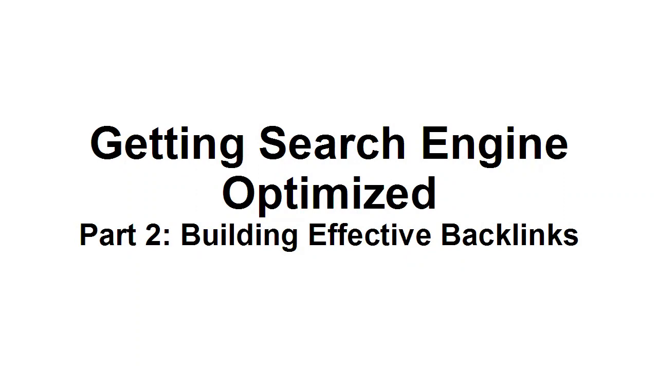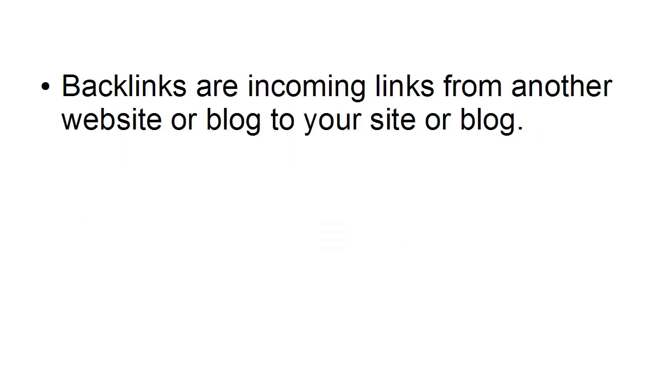In part 1 of this video, we talked about keywords and their role in search engine optimization. But there is a second aspect to getting good SEO ranking, and that is building effective backlinks. And we're going to talk about that in this video. Now, backlinks are incoming links from other websites or blogs to your site or blog.